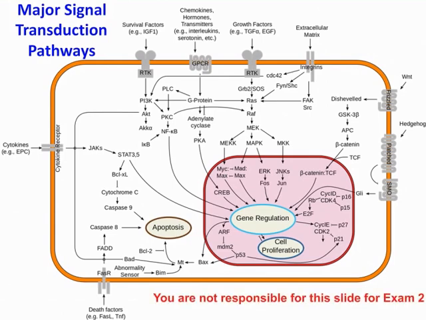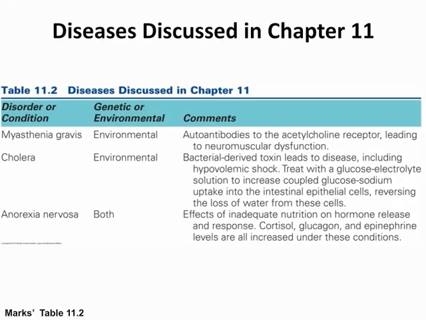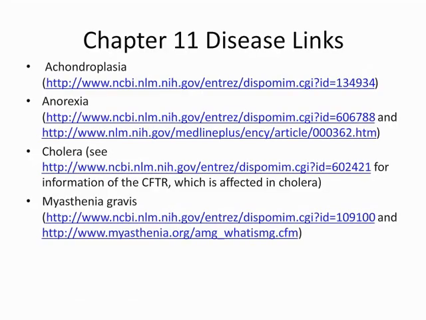Here's a slide showing all the different types of signal transduction pathways. He says you're not responsible for it, but if you want to look at the ones that you did learn, try to see if you can follow along and see if everything makes sense. Here again we have our disorder table: myasthenia gravis, cholera, anorexia nervosa. Be sure to know the disorders and also the details about them. That's it for Chapter 11.